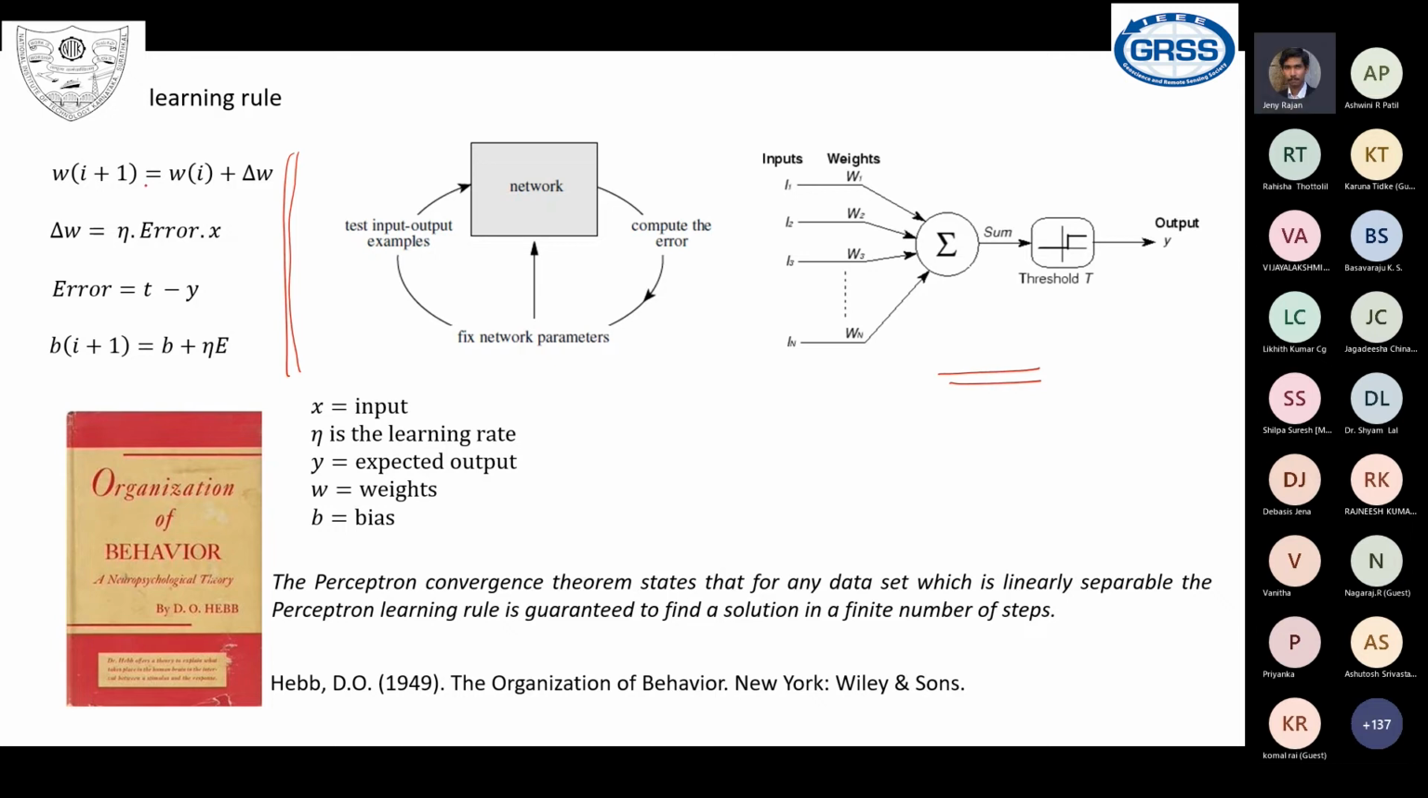So now we will initialize all the parameters, the W and B, randomly, then we will update them. So Wi plus 1 is the value after the first iteration. Wi plus 1 is computed as Wi plus delta W, where delta W is computed as eta into error into X, where X is the input and error is the difference between the expected output and the predicted output.